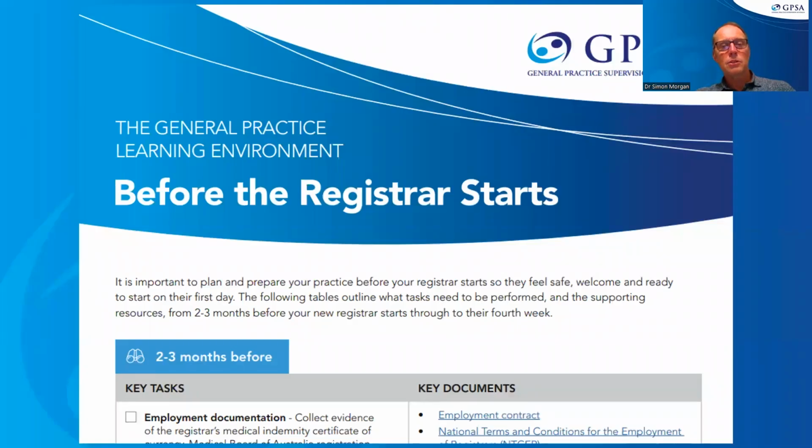And again, another resource that I would point to, if you're not aware of it, is the GPSA Before the Registrar Starts document. If you're not aware of this, please have a look. It's a really, really useful guiding resource. There's a lot of content in there that is much more relevant to your practice manager, administrative stuff that's critically important, but something that you probably don't need to think about so much as a supervisor from that education, clinical perspective, but clearly covers things like adequate orientation to the practice and time to play with the software and referral sources and all that sort of thing.